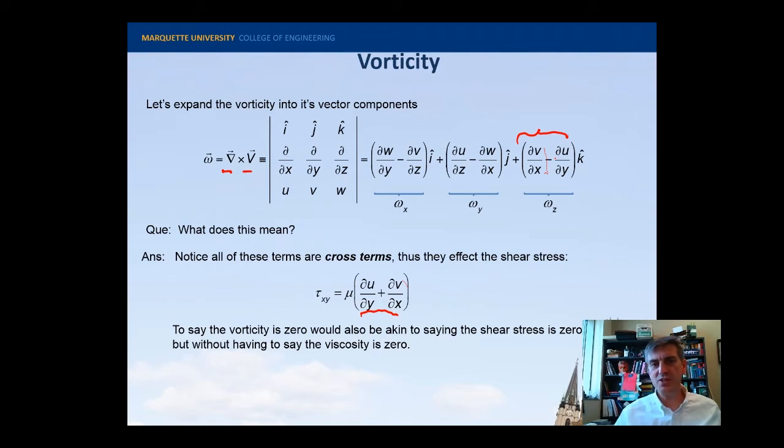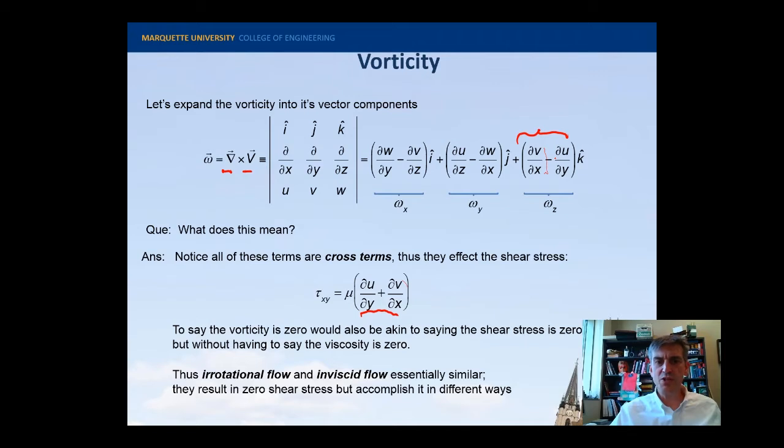So we've made the shear stress 0 without having to make the viscosity 0. That's a fine point, but it's still one that I'd like to point out. So irrotational flows and inviscid flows are essentially similar in that they result in 0 shear stress, but they're accomplished in different ways, right? In an inviscid flow, we set the viscosity to be 0, but in an irrotational flow, we're setting the cross terms to be 0.